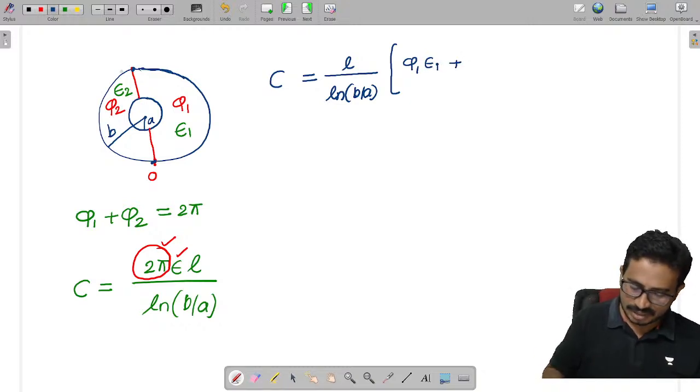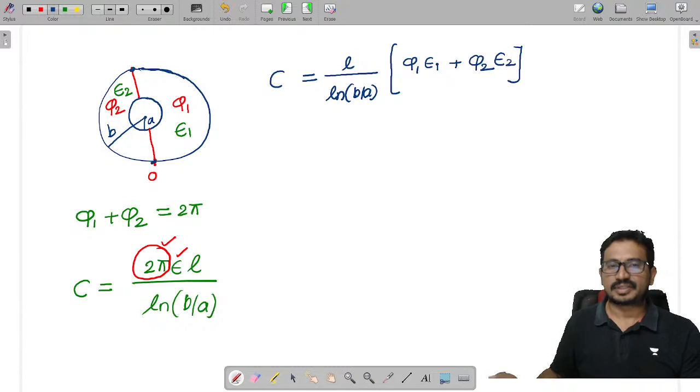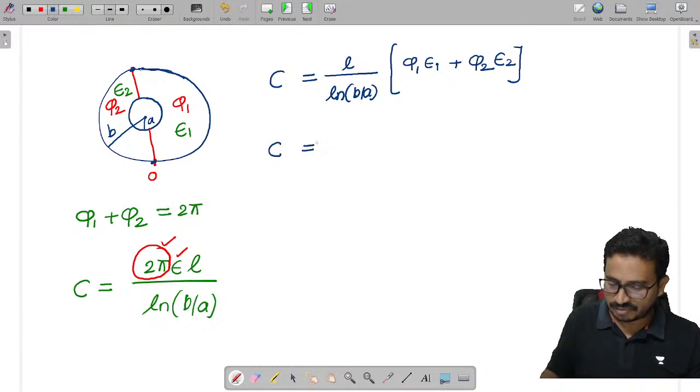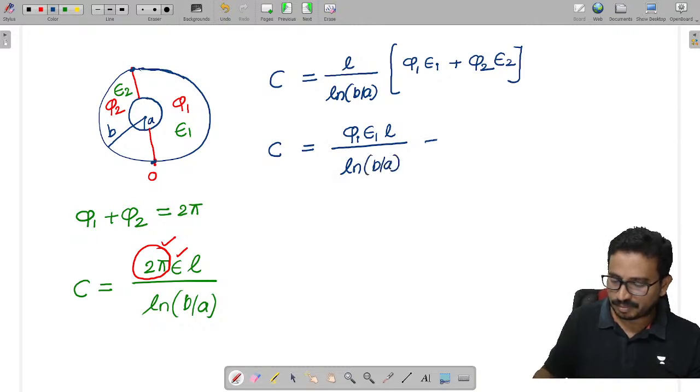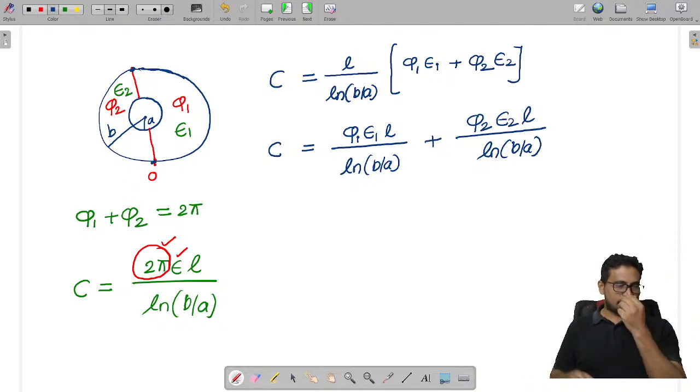Plus, from here to here, how much is this angle? Phi 2. What type of medium is this? I filled this with epsilon 2. So that's why C is given as phi 1 epsilon 1 L by ln of B by A plus phi 2 epsilon 2 L by ln of B by A. Tell me, check it, did this come out or not? Everyone say it.